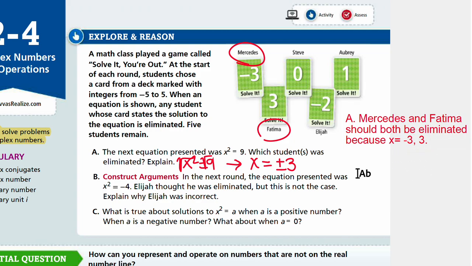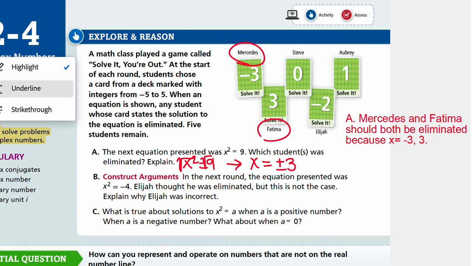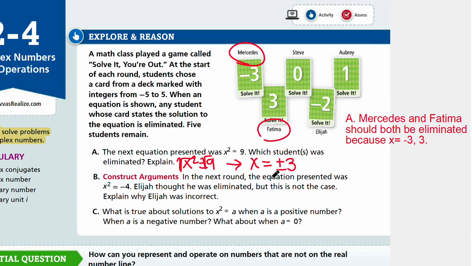Okay, what about part B? In the next round, the equation presented was x squared equals -4. Elijah thought he was eliminated, but this is not the case. Why? Because -2 times -2 is +4, not -4. So -2 is not going to give a -4, right?